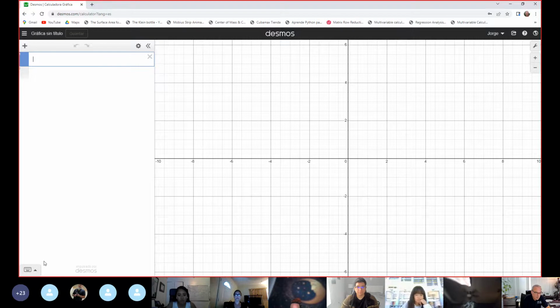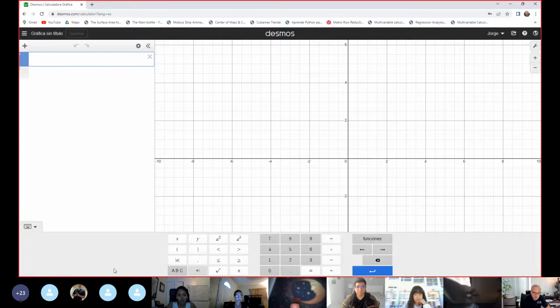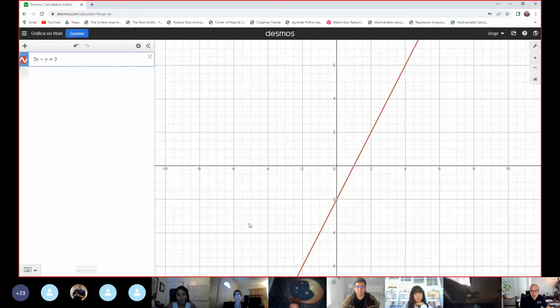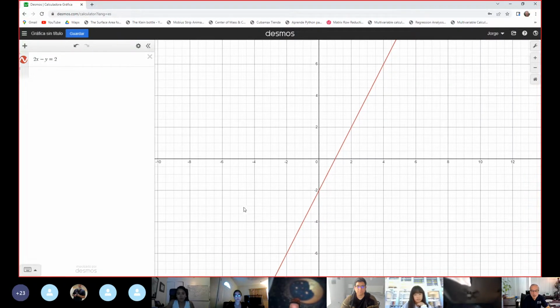We can use the specific keyboard for Desmos if you want. I type in here 2x minus y equal to. Boom. And you see the line. Do you see the line? Yes. You see the line in red color.